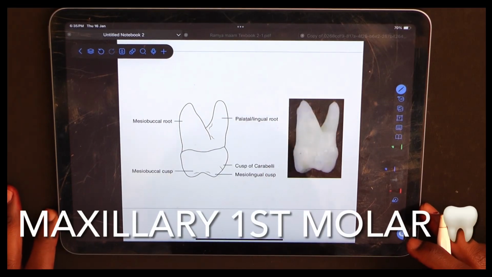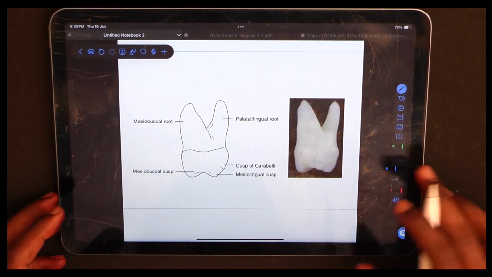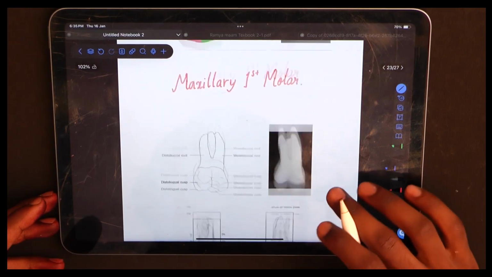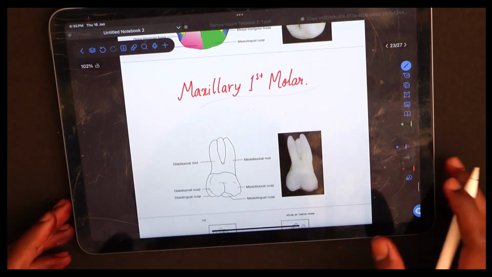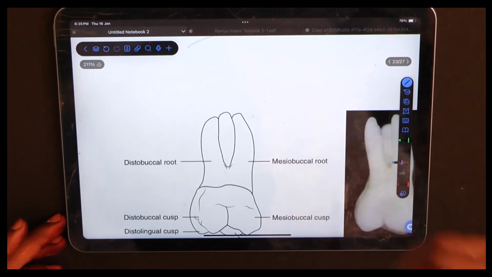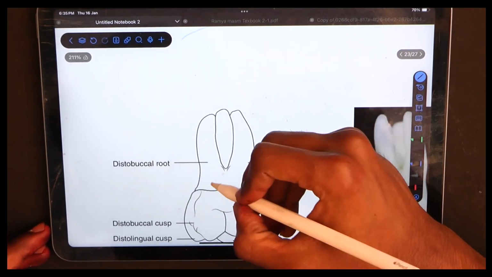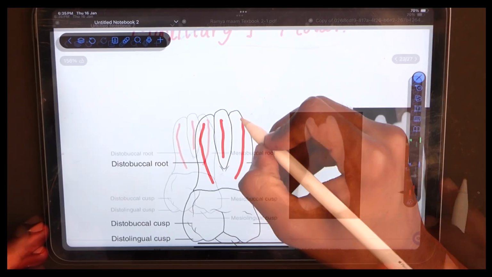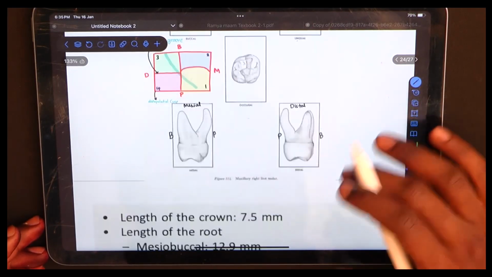Hello again. Now we're gonna carve one of the most beautiful teeth in our oral cavity, which is the maxillary first molar. And as you see here, you can observe that our first molar has three roots. So we'll dive straight into the dimensions here.